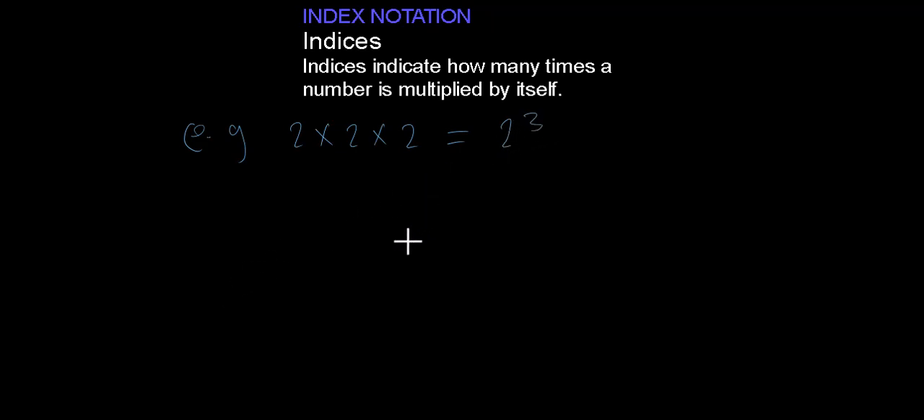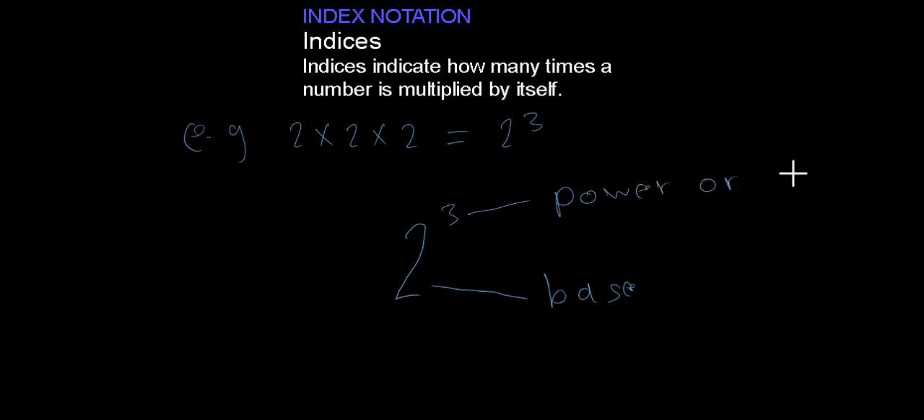So what we're saying here is we have got 2, which is our base. Then we also have our power, or index. We can call this our power or the index. So basically we'll be looking at indices. We're now going to look at the laws of indices.